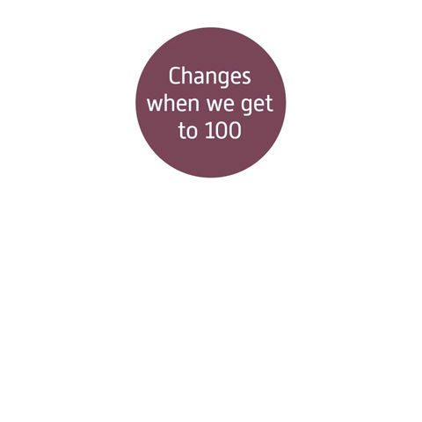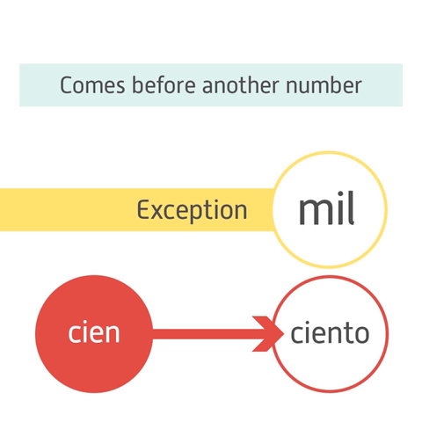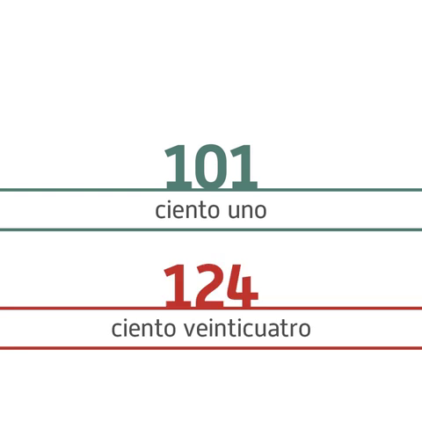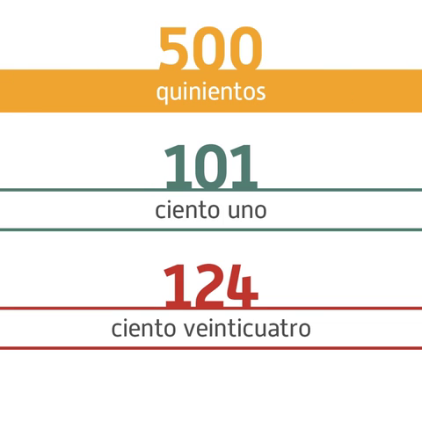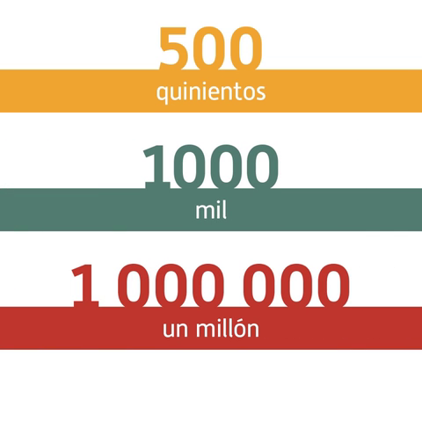However, this changes again when we get to 100. 100 becomes ciento when it comes before another number. The only exception is 1000. Following this, the necessary number is simply added straight after. For example, 101 is 101. 124 is 124. 143 is 143. Other important words to remember include 500 for 500, 1000 for 1000, and 1,000,000 for 1,000,000.